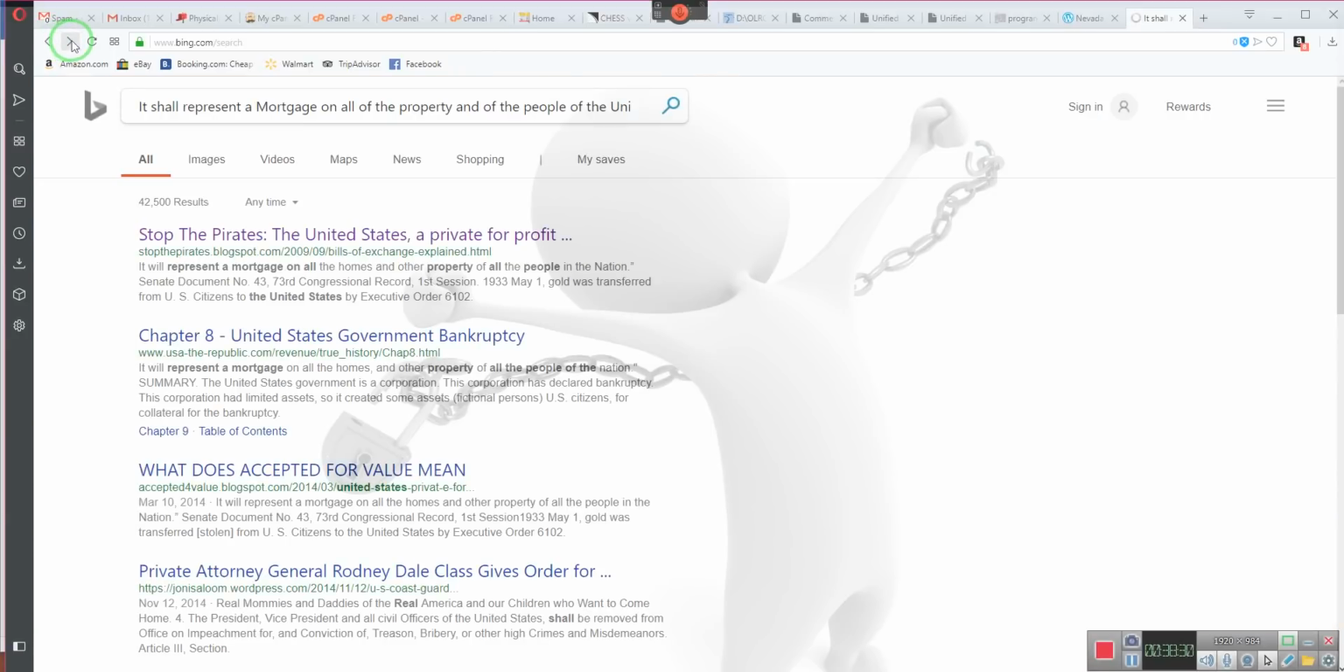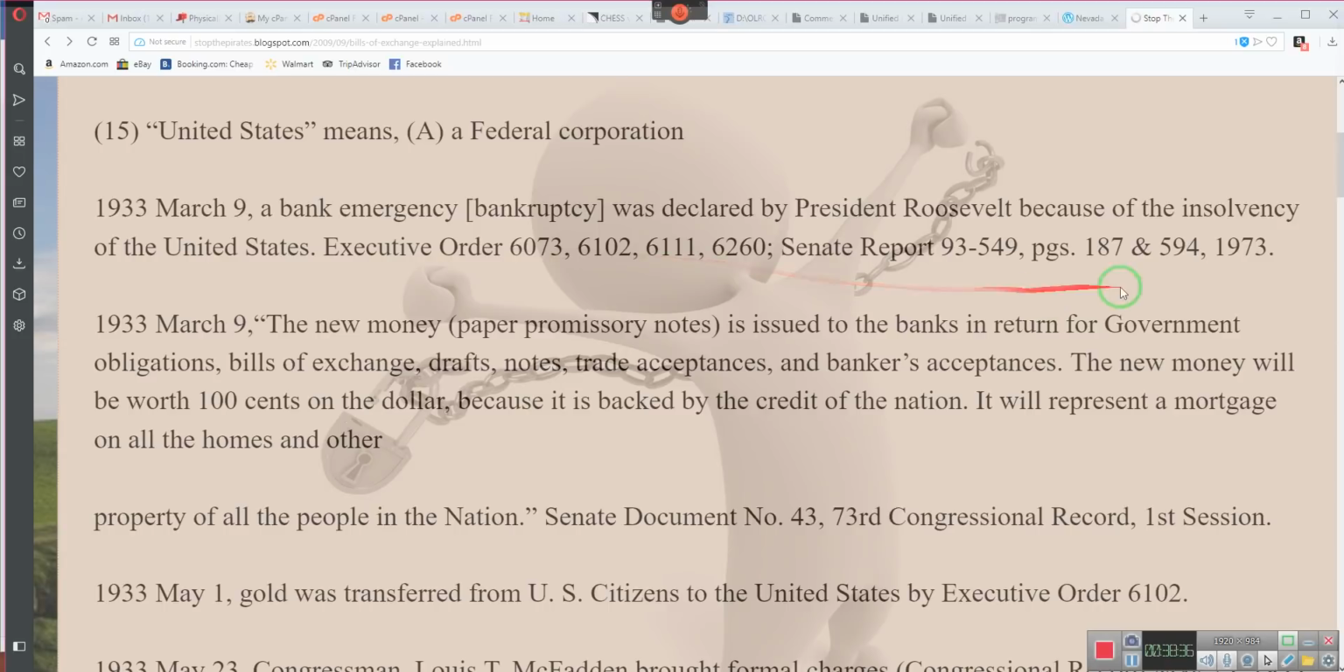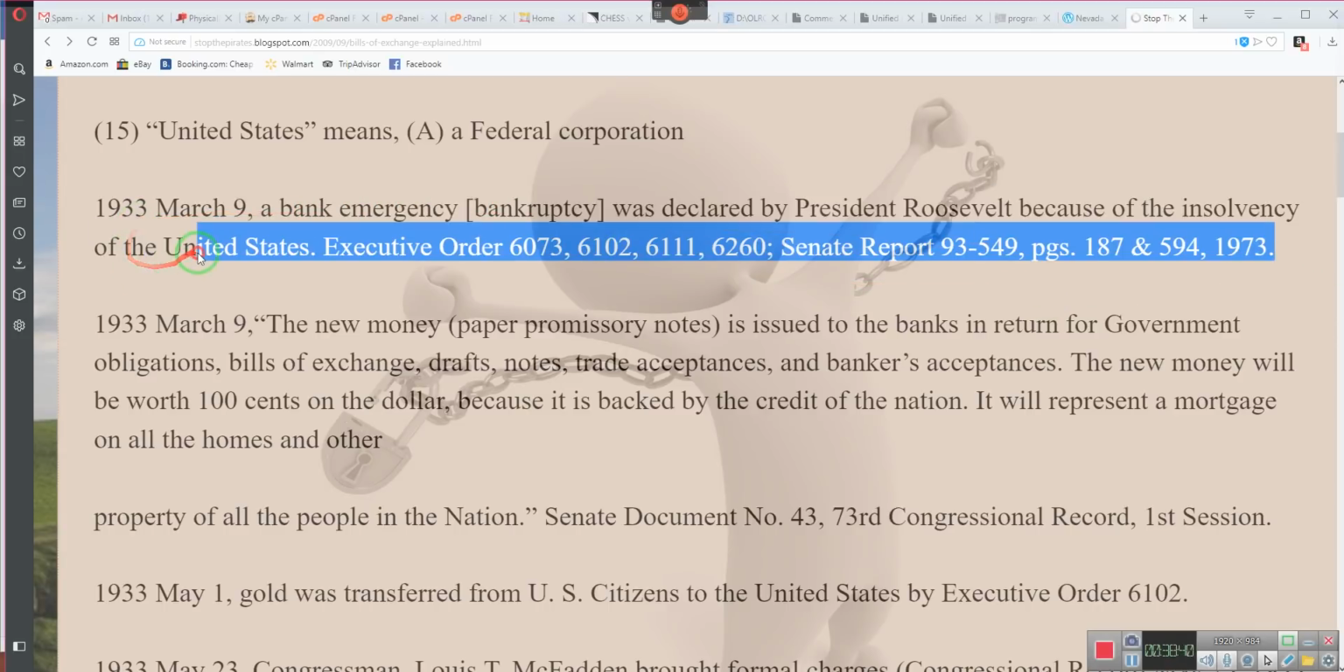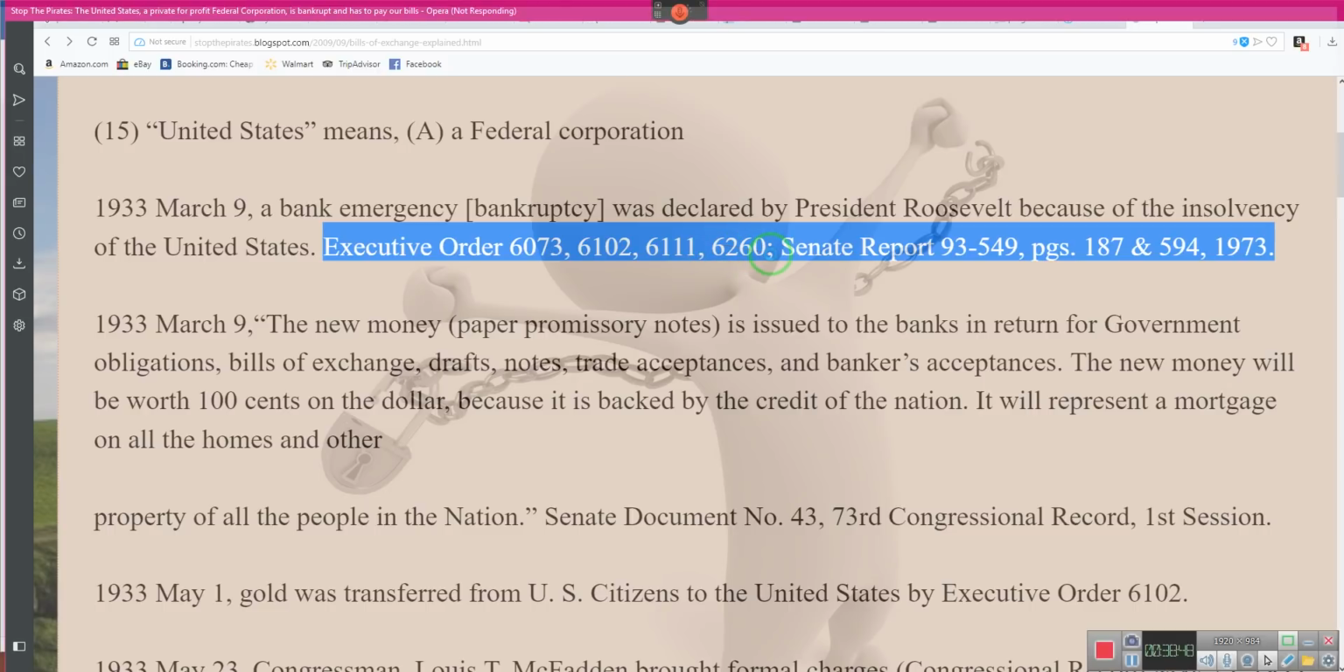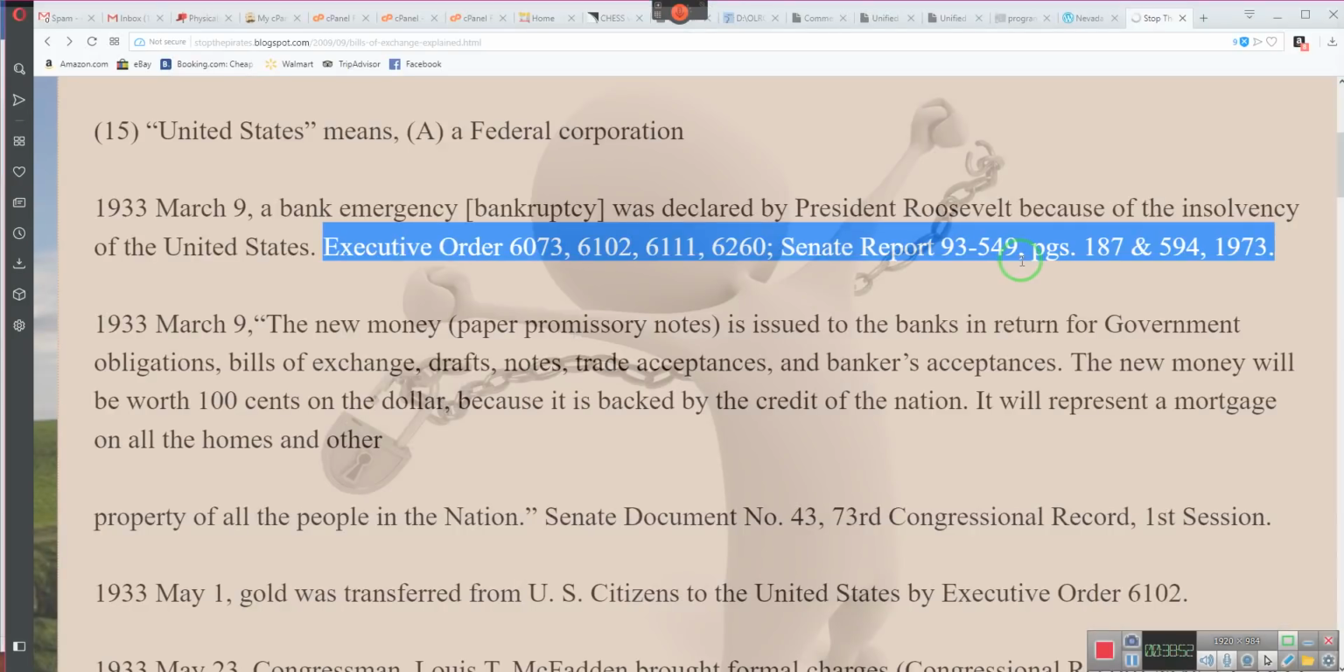And ladies and gentlemen, I would go here and I would become familiar with this section right here. I would pull up each executive order, 6073, 6102, 6111, and 6260. And the report, we've already shown you the report, okay? But I would pull up each one of these and I would look for the information specifically.